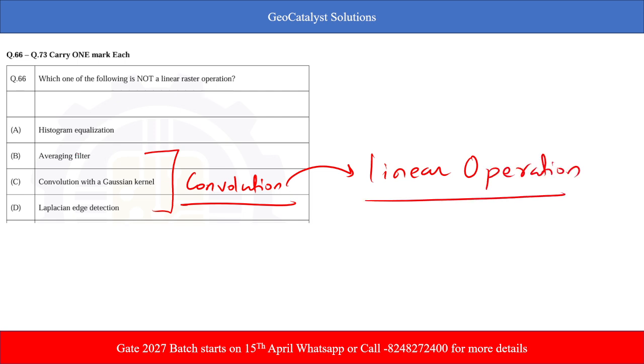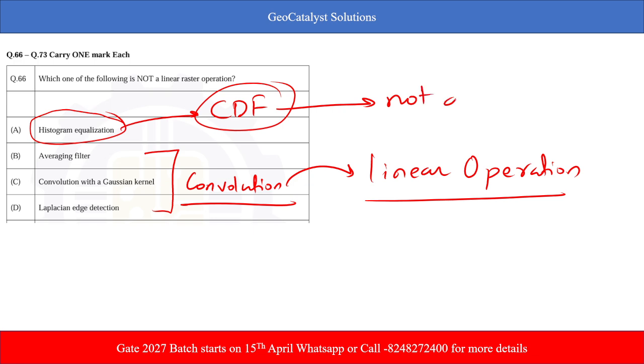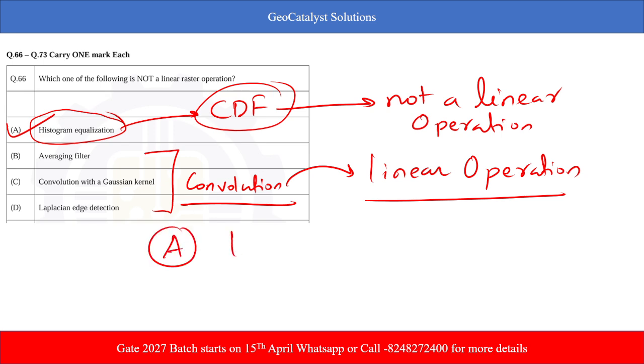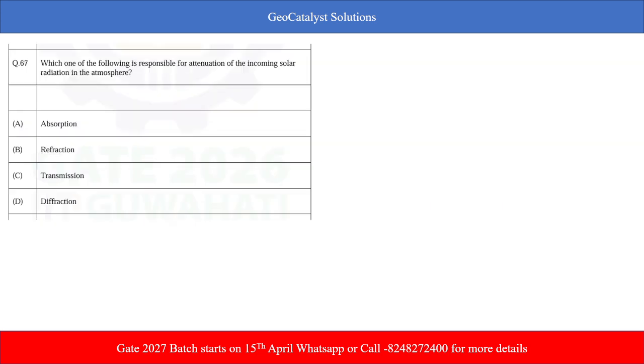So the only one which is not a linear operation follows the CDF. We use the CDF to do this, and the CDF is not a linear operation. So from here itself we can tell that A will be the answer. Histogram equalization is not a linear raster operation. So the first answer is histogram equalization.